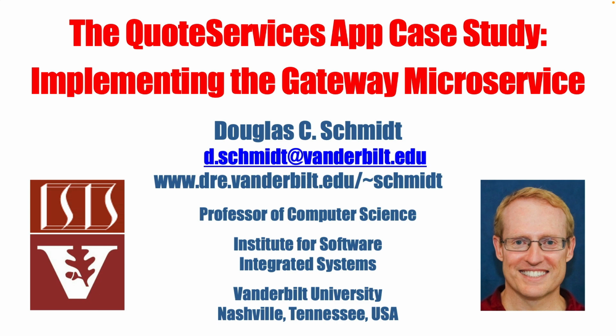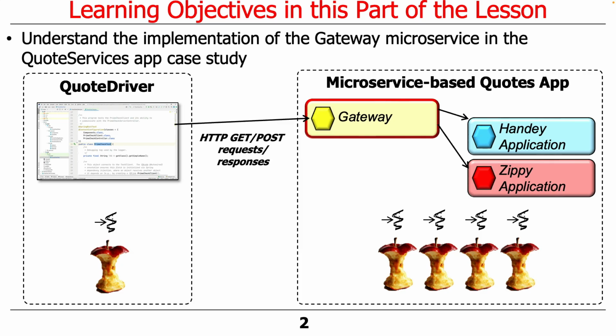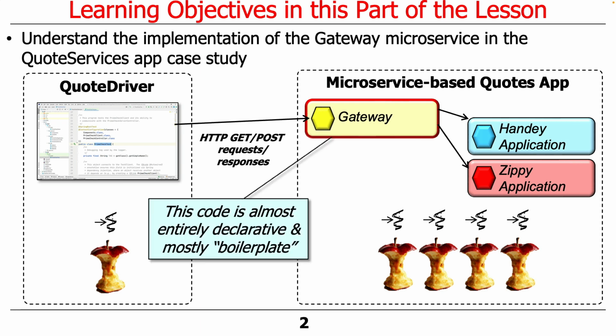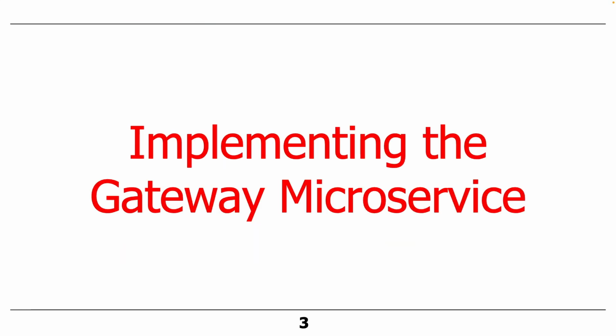So now that we've taken a look at how the gateway is structured and Eureka is structured, let's walk through the code that actually implements this. And you'll see this is going to be pretty fast because there's not a lot of code to look at here. And that's because it is almost completely boilerplate code.